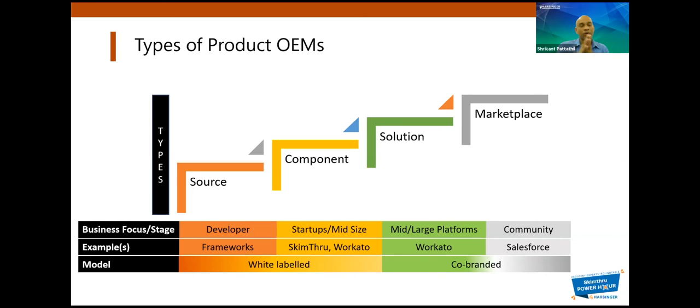Whereas in a large platform or a mid-sized platform that you're trying to OEM, or in a community situation, in most cases it is co-branded. That means the brands of both companies, the platform company and the OEM provider, are equally visible to the end customer. So these are the types, approaches, and the classification that we have.